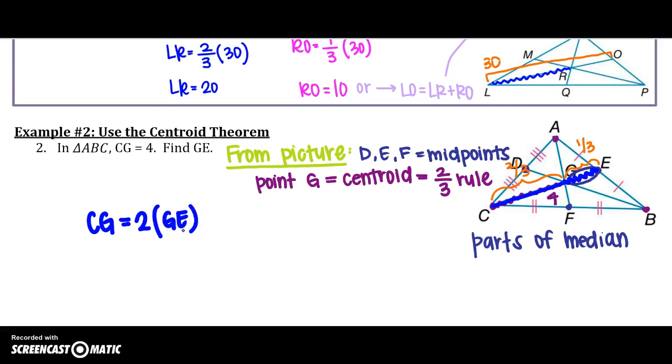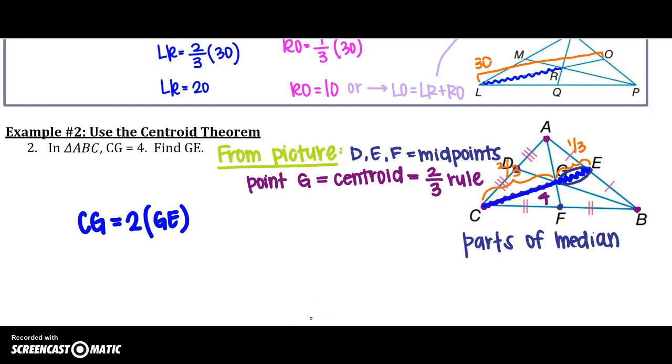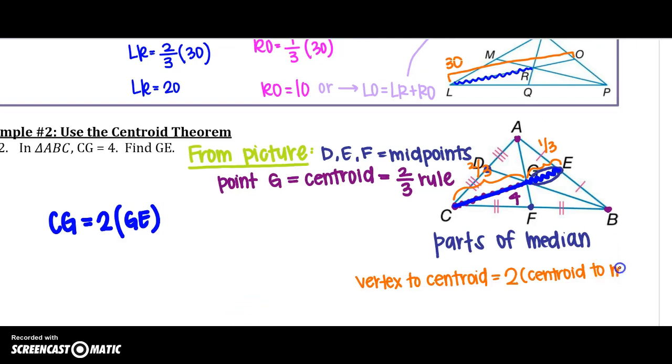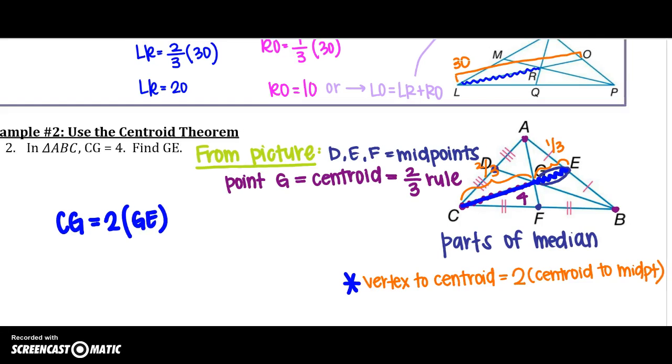So this is when I'm dealing with the parts of my median. What would my equation say? And I like to put it into words. Again, my vertex to my centroid equals 2 times my centroid to my midpoint. So those are the 2 or 3 equations that I think we should really get out of this section.